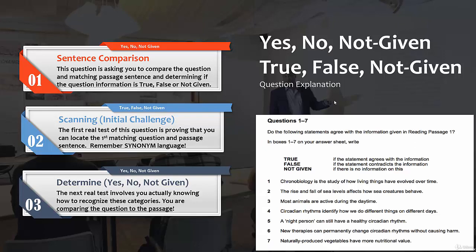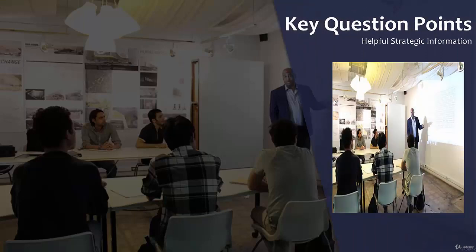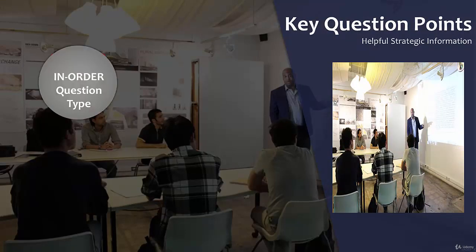Now, after you're able to scan for the matching sentence, you then have to determine yes, no, not given. And that really involves your understanding how to recognize those categories. And because people come from different parts of the world, their interpretations of yes, no, and not given can be somewhat different. So it's important for you to understand, according to the IELTS exam, what does yes mean, what does no mean, and then what is the meaning of not given. So I'm going to go ahead and make sure that everybody has that clear understanding.